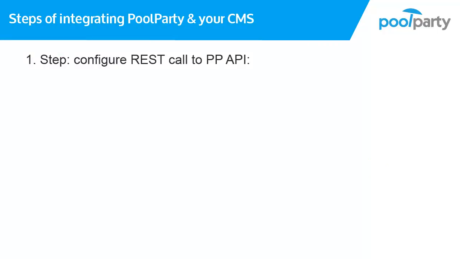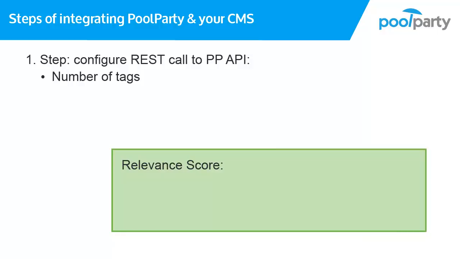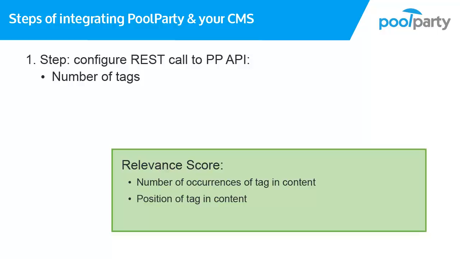First, you will have to decide how many tags you would like to store with each piece of content. To restrict the number of tags that should be returned by the PoolParty Extractor API, you can use PoolParty's relevance score. PoolParty will automatically calculate a relevance score for each tag that is based on the number of occurrences of a concept in the document and also on the position of the concept in the document. There are ways to fine-tune this scoring mechanism by adding additional parameters that will be discussed in other sessions.